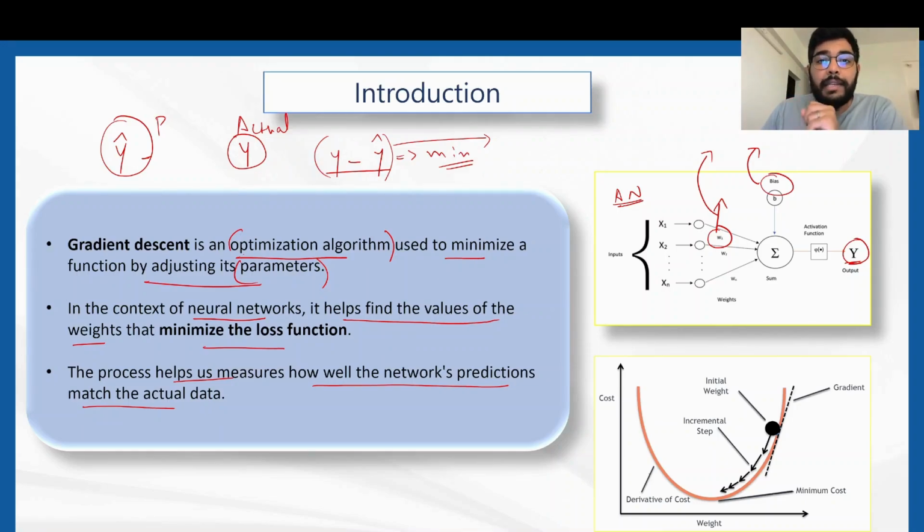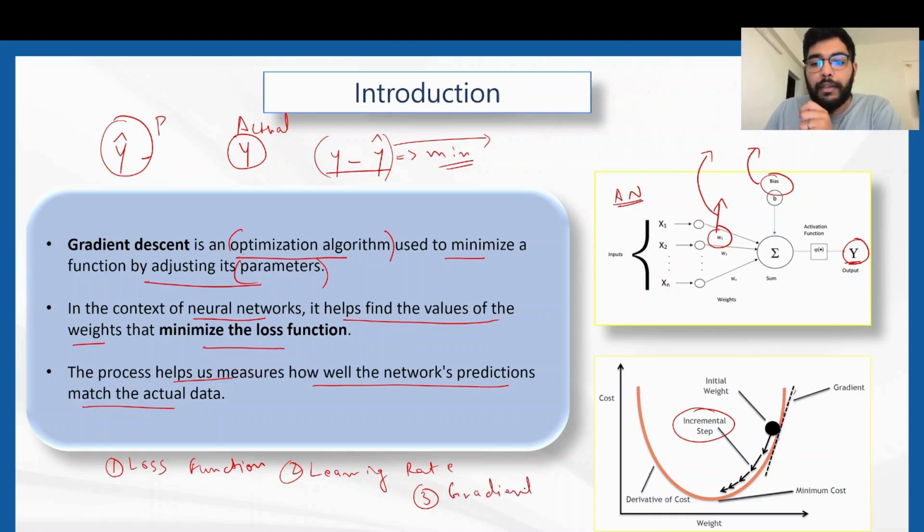So there are three major characteristics that define the process of gradient descent. Namely, the first one is the loss function. The second one is the learning rate, that is these incremental steps, also known as the learning rate. And the third one is gradient, that is this particular slope that you see, also known as the gradient or the slope. We'll learn about each of these in depth going forward.